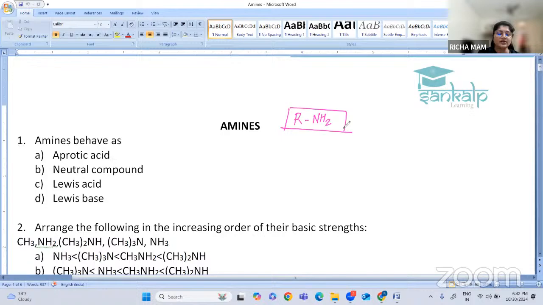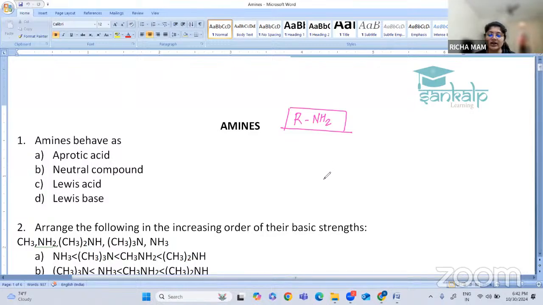You have to understand the meaning of each word. What do you mean by aprotic acid? How do amines behave? Aprotic means lacking a proton. An aprotic solvent does not contain an acidic proton, so it is unable to act as a proton donor in hydrogen bonding. This is the meaning of aprotic.